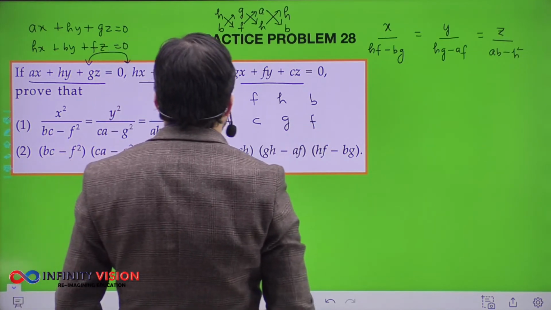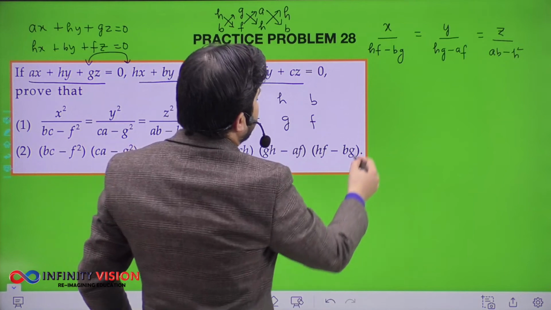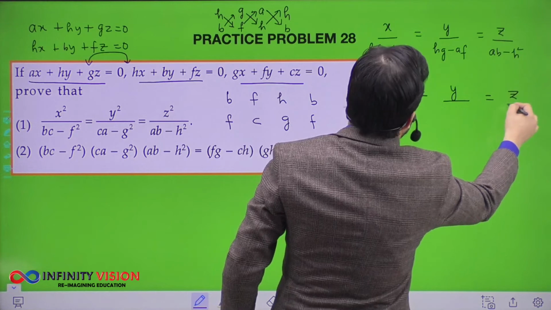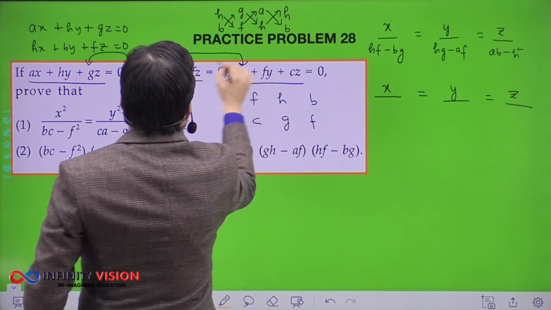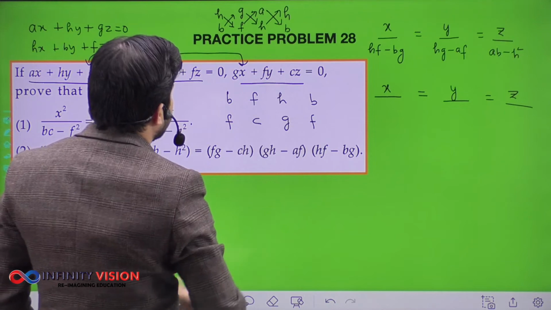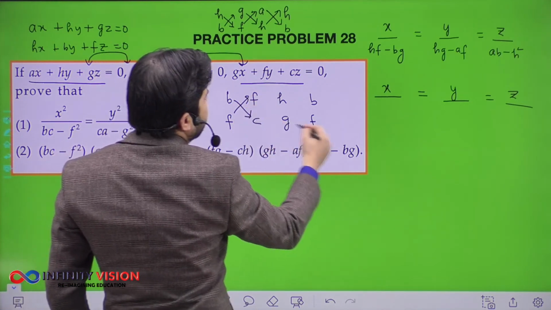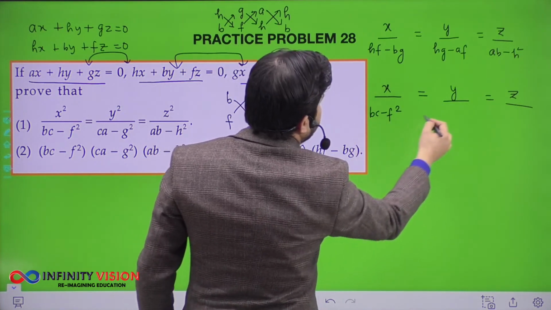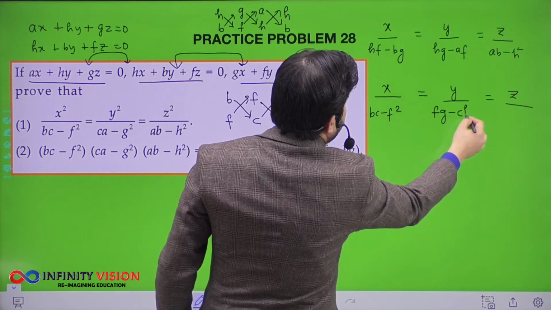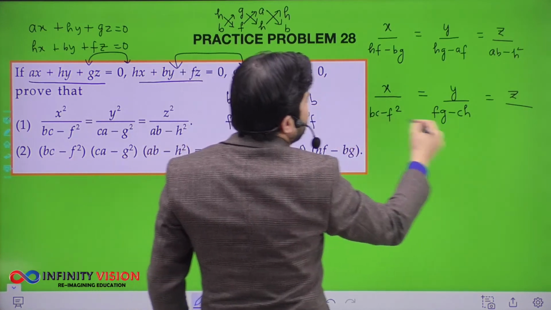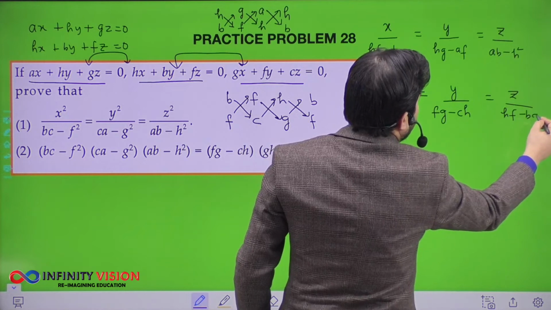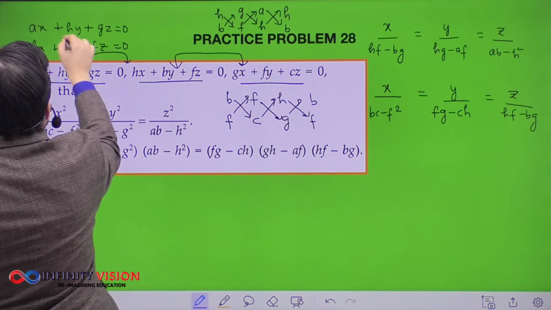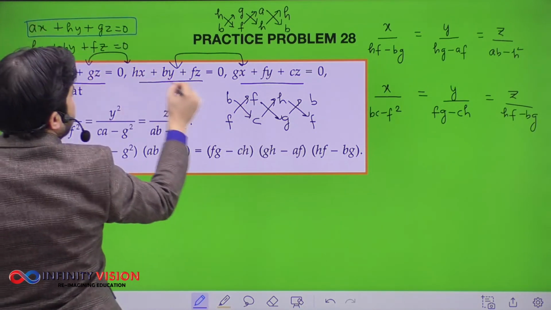For these two, the second and the third, again I'll write x upon, y upon, z upon. Considering these two, again I'll write my proportionality. For this, this is going to be bc minus f square. This is going to be fg minus ch. And this is going to be hf minus bg. Now the final part, the first and the third.